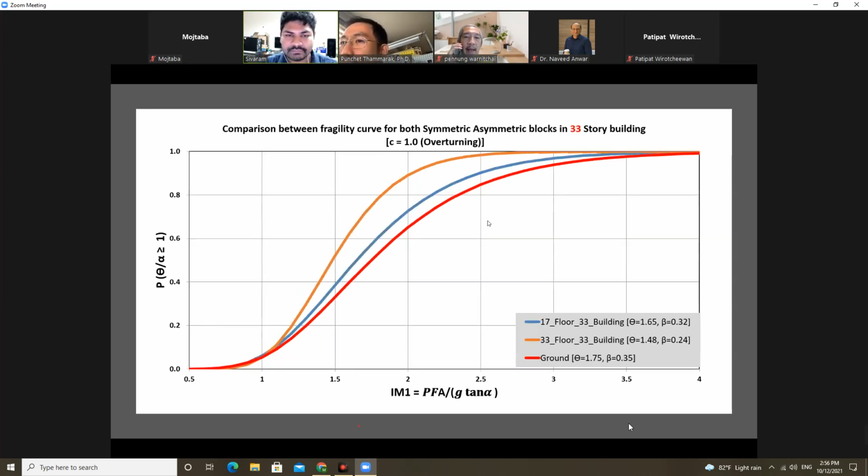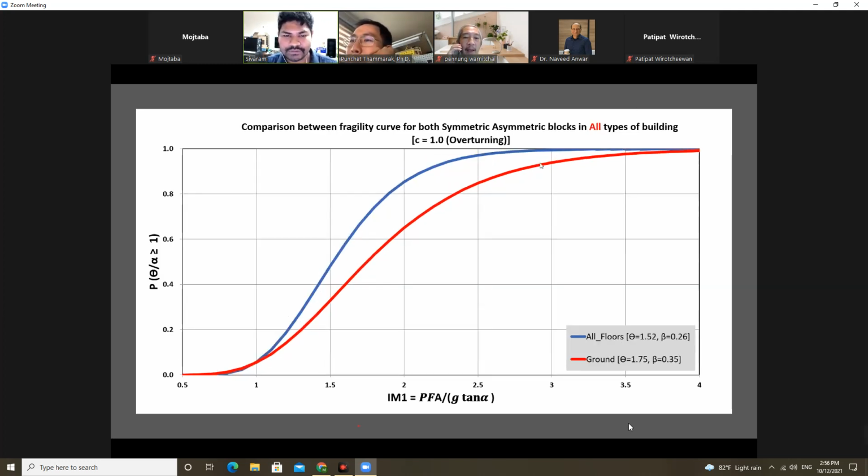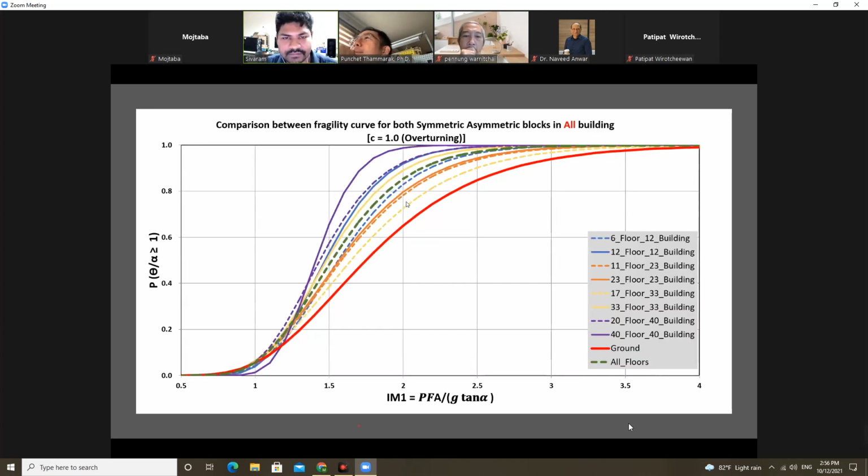The same thing we got for the 33-story building. We can clearly see that the floor acceleration is more vulnerable for the blocks than the ground acceleration. This is for the 23-story building and 12-story building, and this is for the old type of buildings and the ground excitation. Still, the floor accelerations are more vulnerable than the ground excitations.